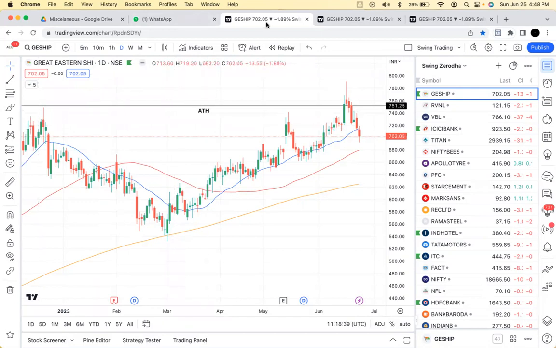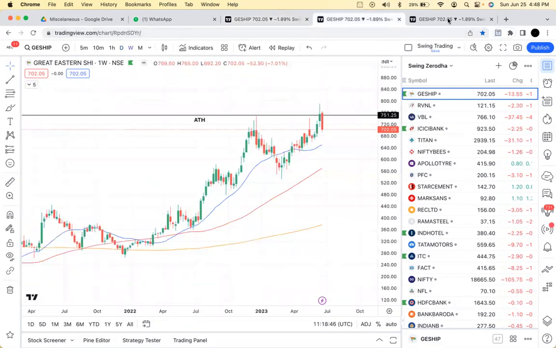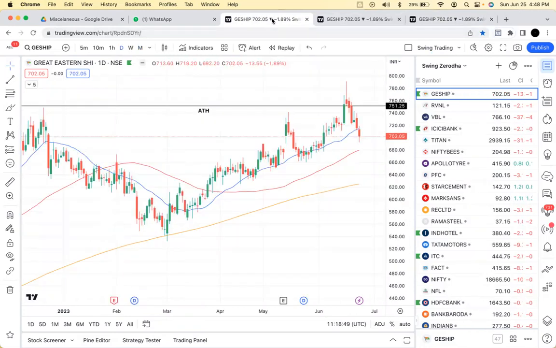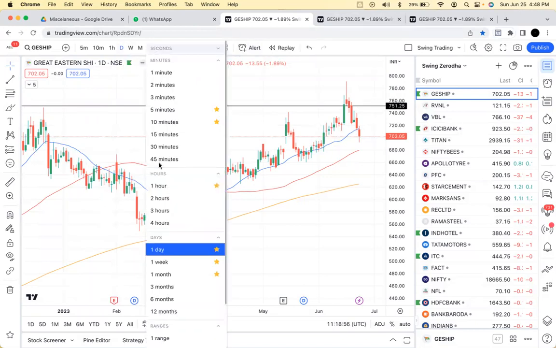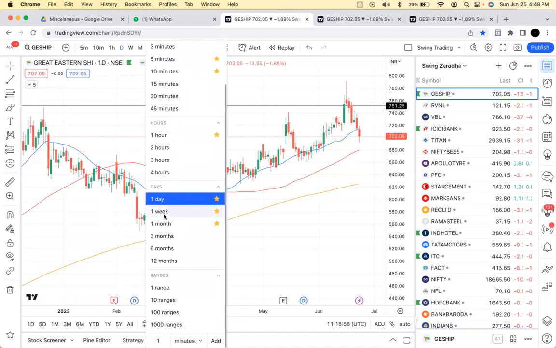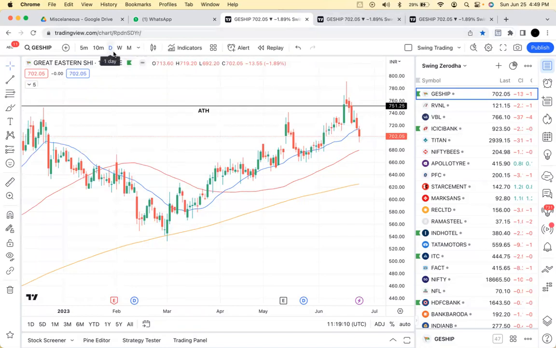So what I do is I open up my TradingView charts on three different tabs. Here it is, 1, 2, and 3. Between the three tabs, the difference is the first one has the daily chart. If you look at this drop-down menu, you'll see the daily, the 1 week and the monthly. I've starred all three of them so that they all appear on the top. Do you see it? D for the daily, W for the weekly, and M for the monthly.